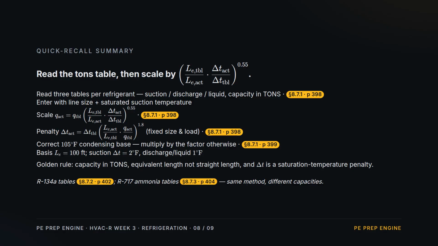Quick recall. Read the right table, suction, discharge, or liquid, entering with line size and saturated suction temperature, and the capacity comes out in tons. Scale it to your real equivalent length with the 0.55 equation, or use the 1.8 form when size and load are fixed and you want the penalty. Correct for condensing temperature off the 105 base. Golden rule: capacity in tons, equivalent length not straight length, and delta T is a saturation temperature penalty. Ammonia and R134A use the same method on their own tables.